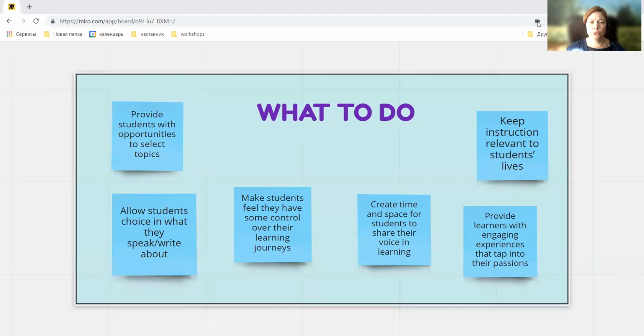Allowing students to choose what they write about and how they show understanding also builds motivation. When students feel they have some say or some control over their learning journeys, they become more invested. Finally, providing learners with engaging experiences that tap into their passions increases motivation.